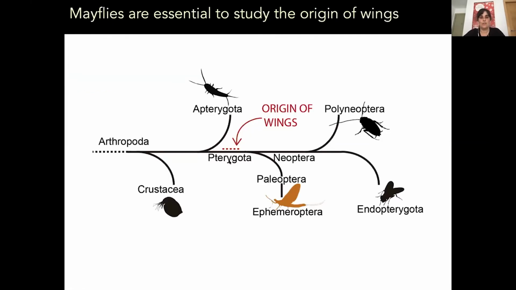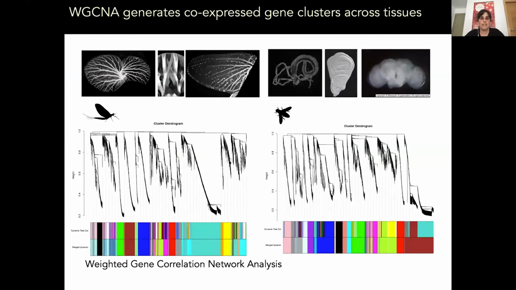So, just to conclude, as I told you at the beginning, mayflies are also essential to study the origin of wings. And as we had the genome and several transcriptomes, we wanted to tackle this problem from a transcriptomic point of view. For that, we used another type of clustering analysis, WGCNA, which generates clusters of co-expressed genes across different tissues. We did that for mayflies and also for Drosophila and also for Strigamia, but I'm not going into the details. But keep in mind mayflies and Drosophila.